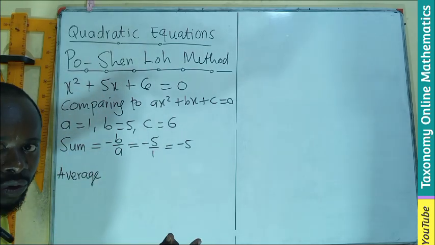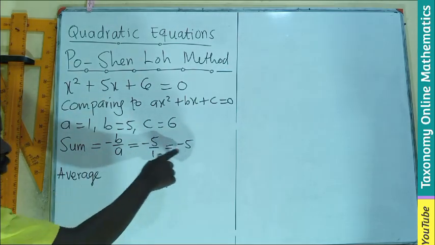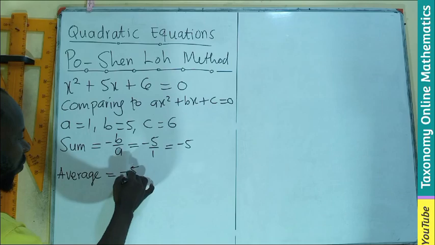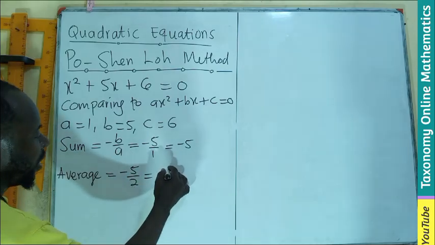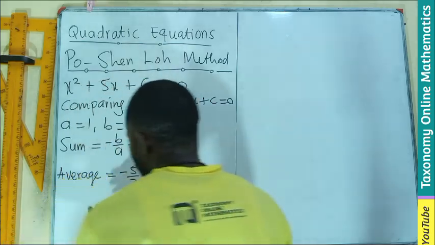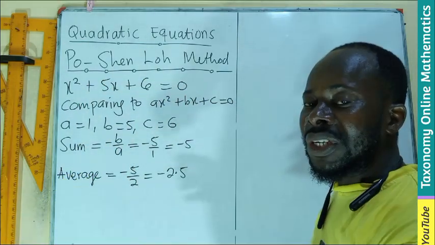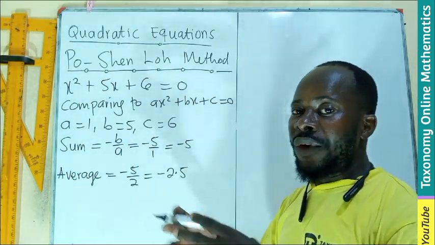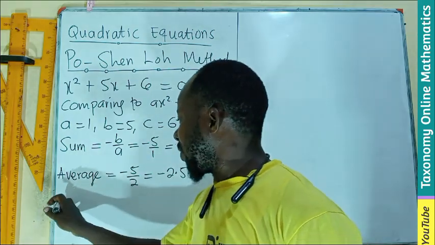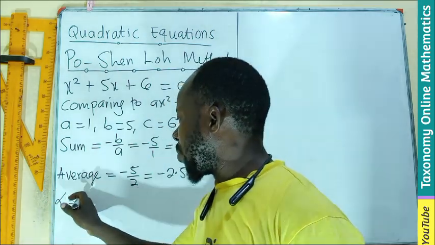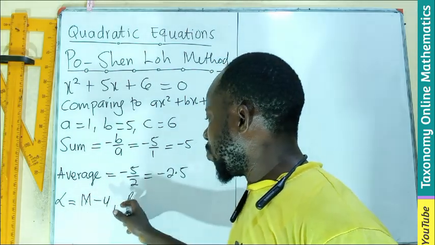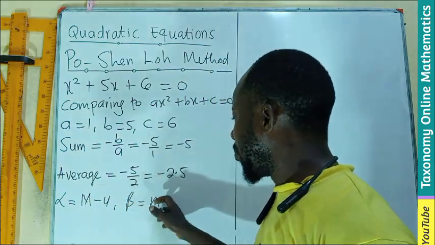The next thing is to find the average of the sum of roots. Average means divided by 2, right? So minus 5 over 2 equals negative 2.5. So the moment we know the sum, we know the average, the next thing is to create the roots we are looking for. That means that your alpha is going to be the mean minus u, then your beta will be the mean plus what?